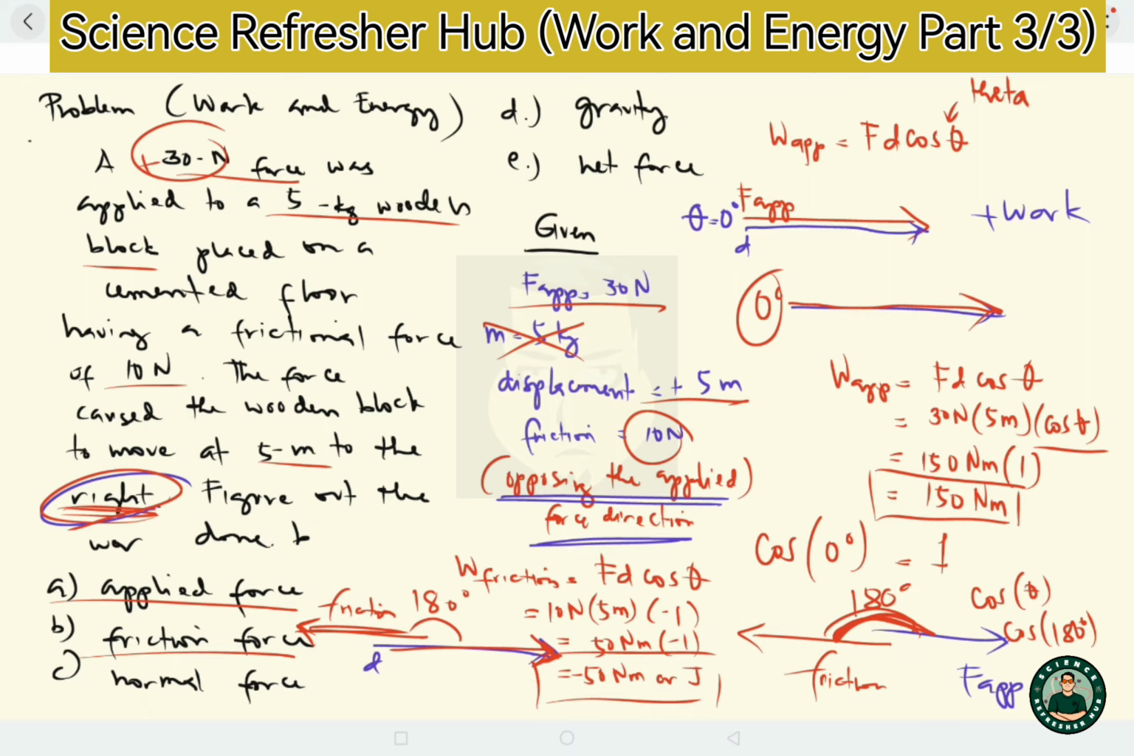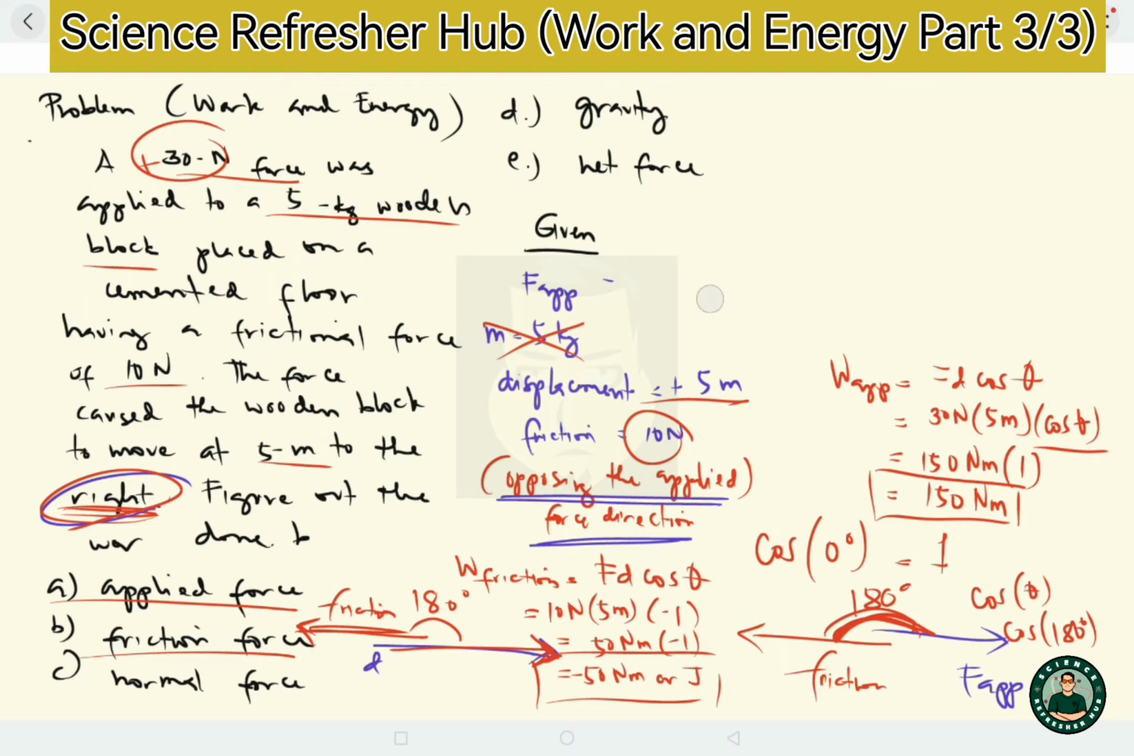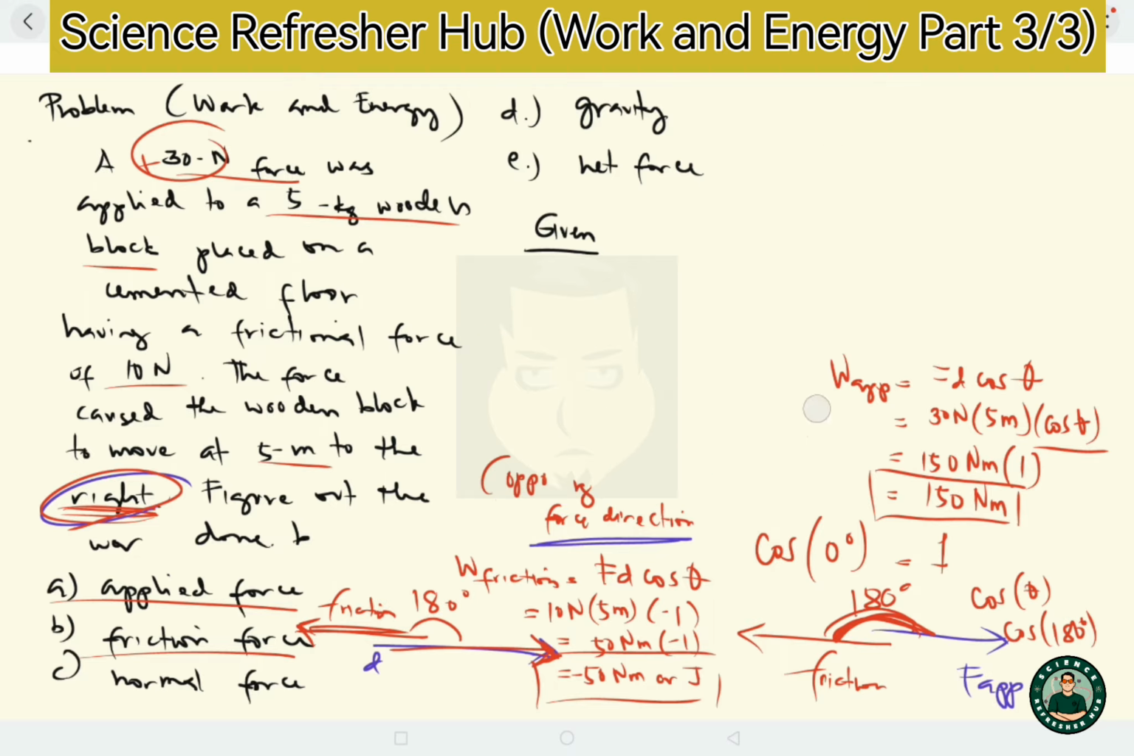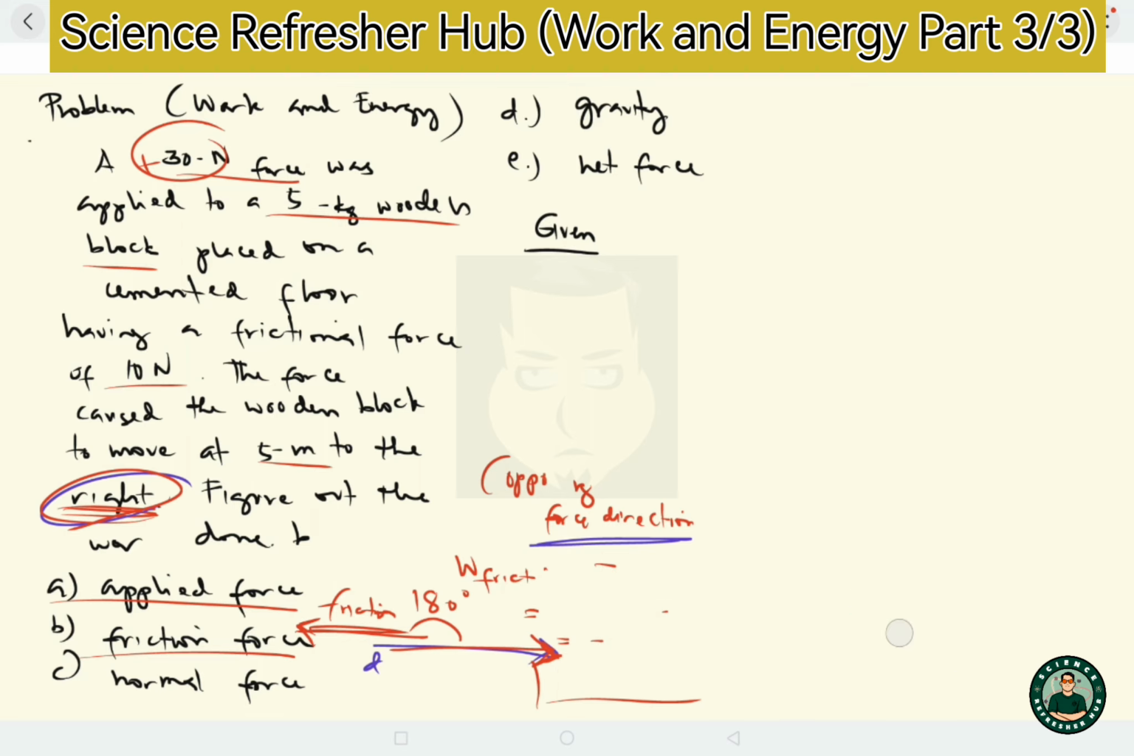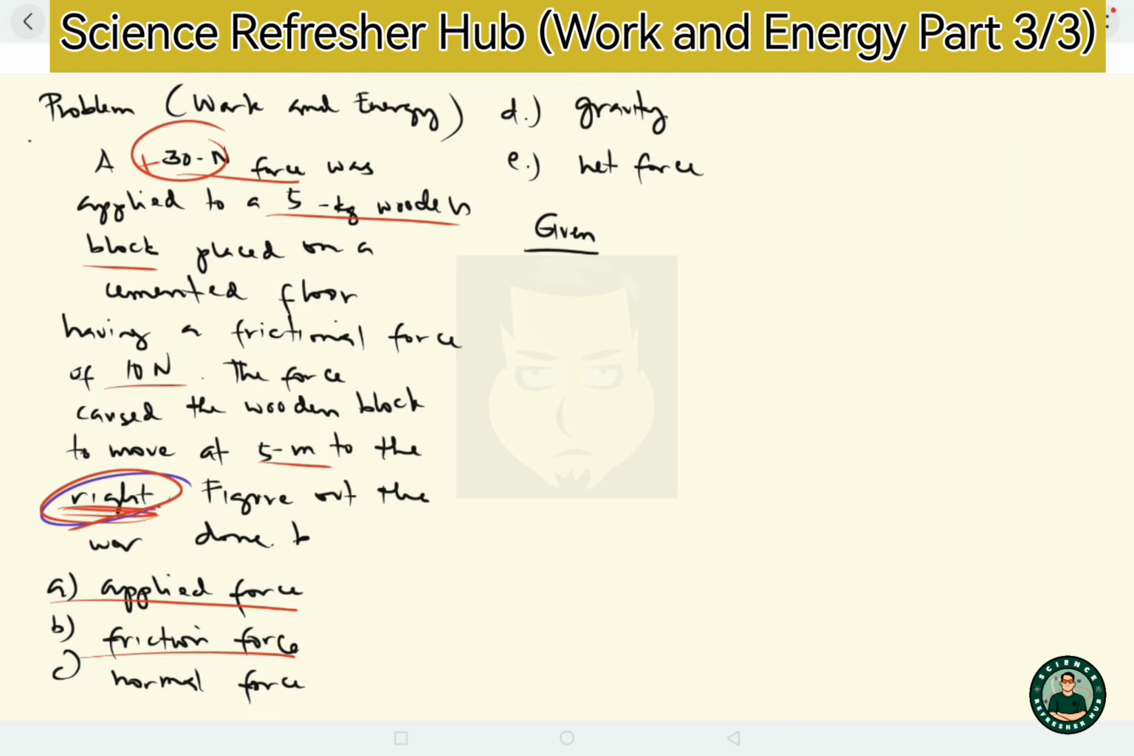Now we will be calculating the remaining forces. I will just erase first the content here. Okay, this time we will be calculating the work done by the normal force. I will write again the given. We have the applied force of 30 Newton.